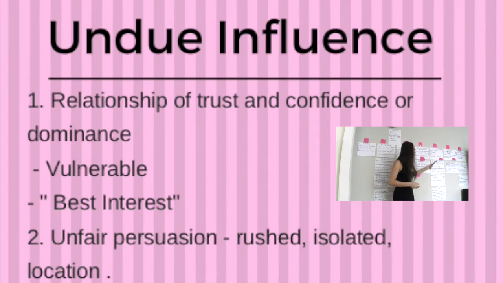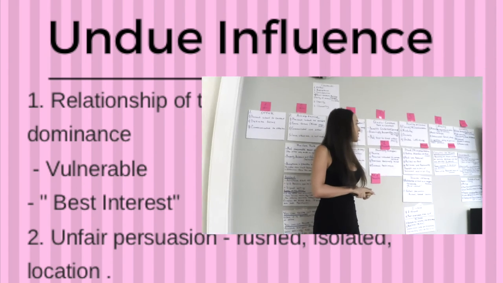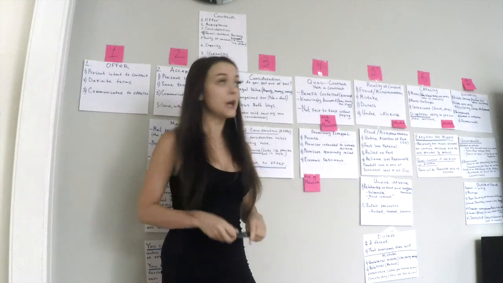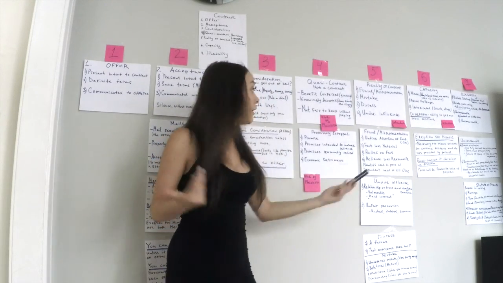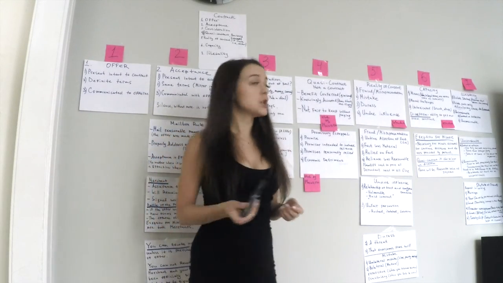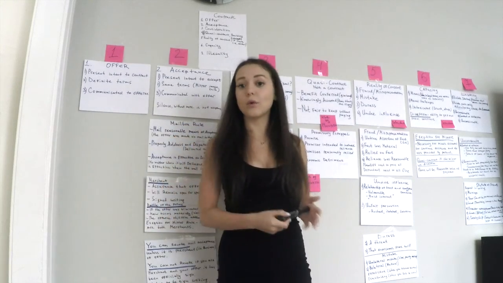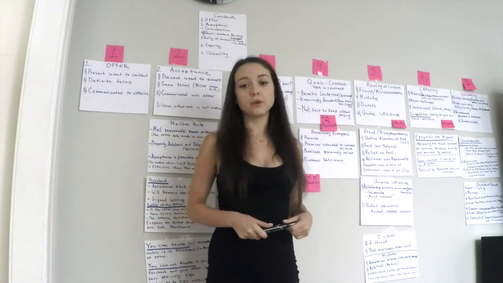And the last one, undue influence. Usually section 5 is used by the defendant if that person would like to get out of the contract because there was either fraud, misrepresentation, or mistake, or duress, or undue influence.